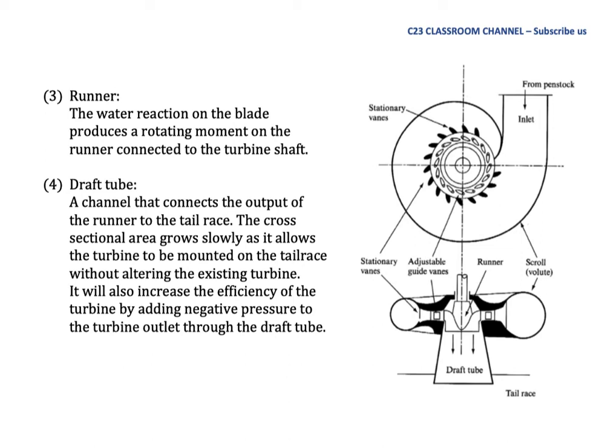Number 4. Draft tube. A channel that connects the output of the runner to the tail race. The cross-sectional area grows slowly as it allows the turbine to be mounted on the tail race without altering the existing turbine. It will also increase the efficiency of the turbine by adding negative pressure to the turbine outlet through the draft tube. So this is the draft tube. It is normally designed bigger at the end here to make sure that water will flow out easily.